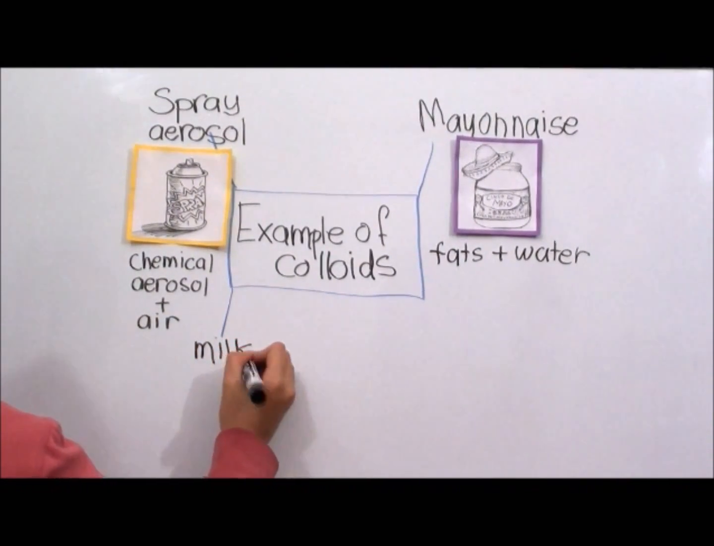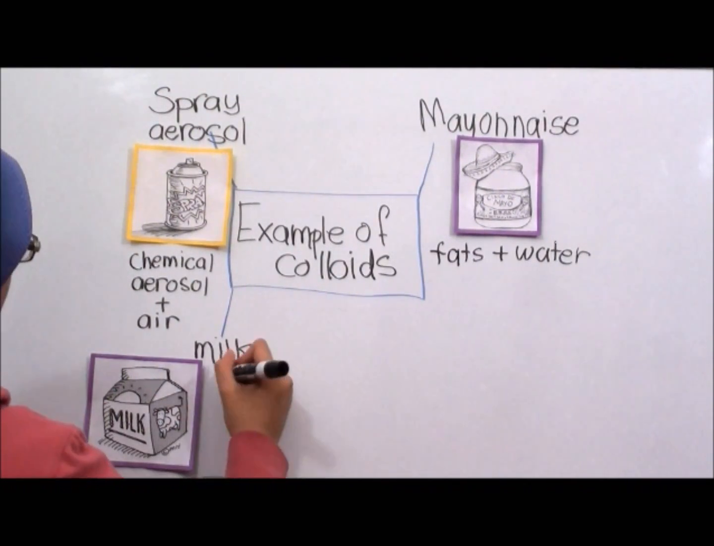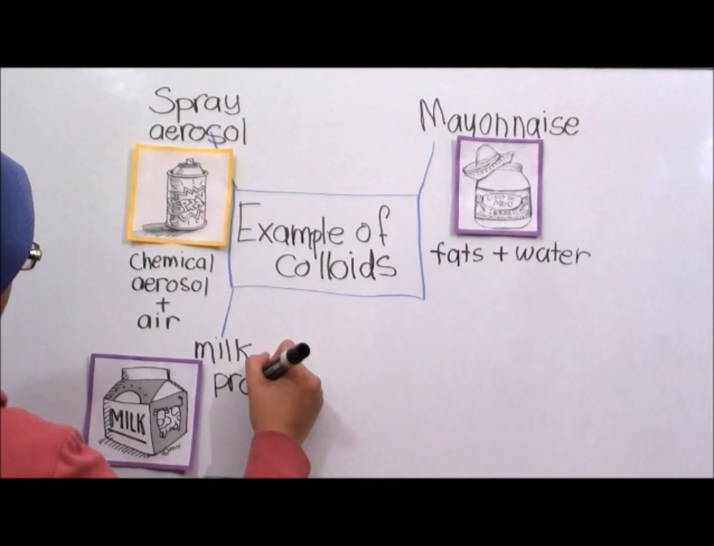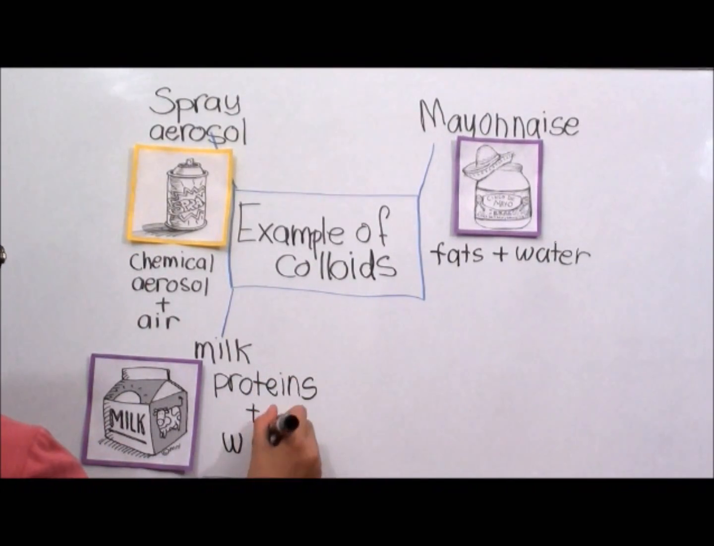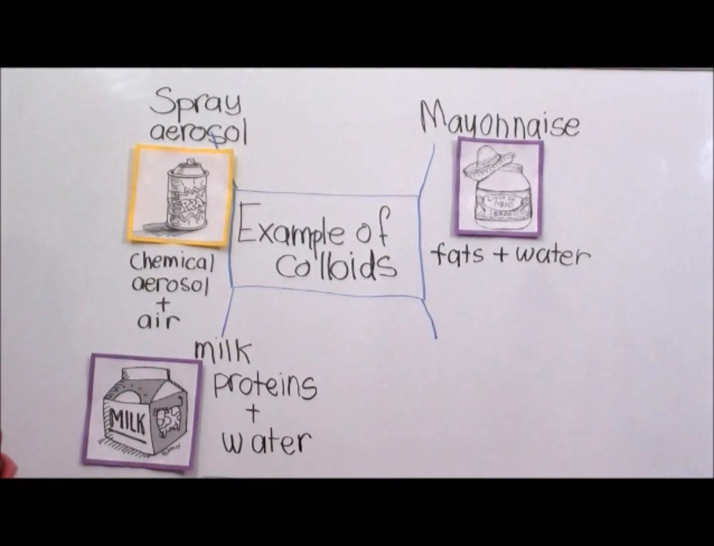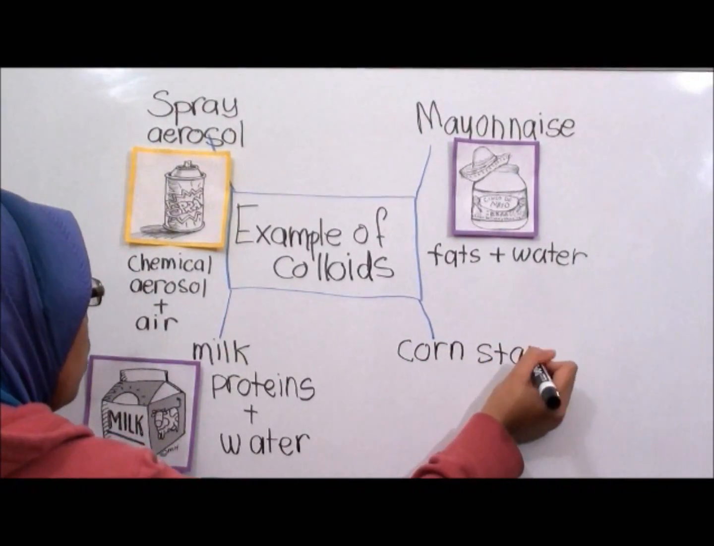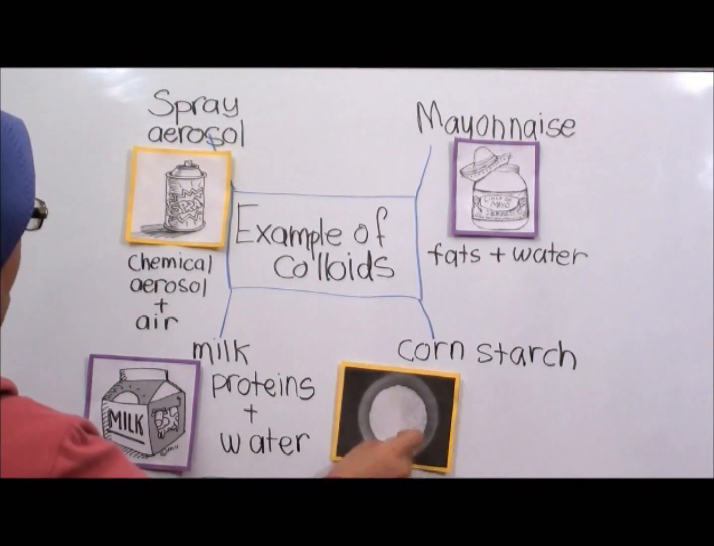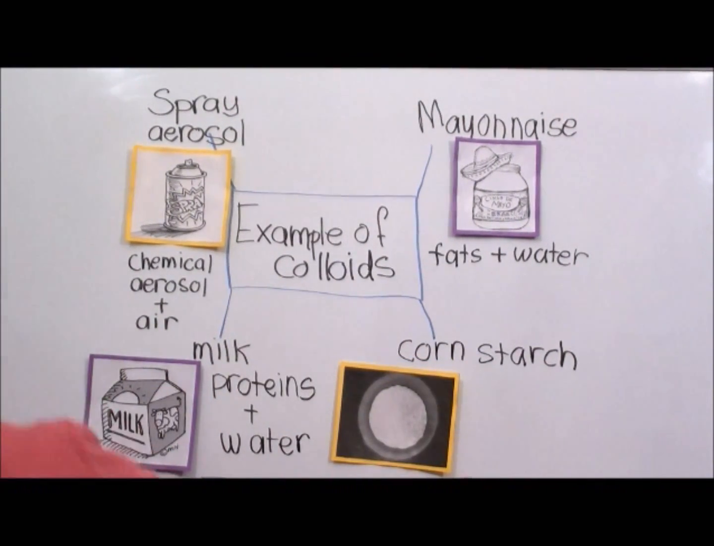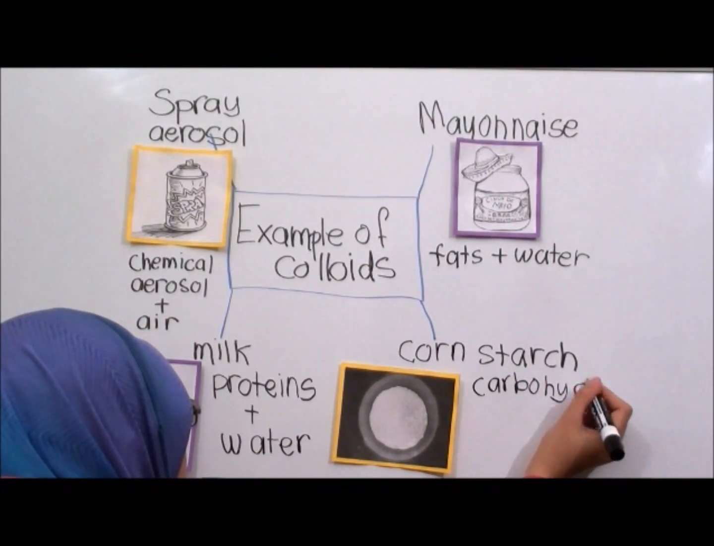Next, we have milk, which consists of small particles of macronutrients such as proteins dispersed in water. And the last example is cornstarch, which consists of small carbohydrate particles dispersed in water.